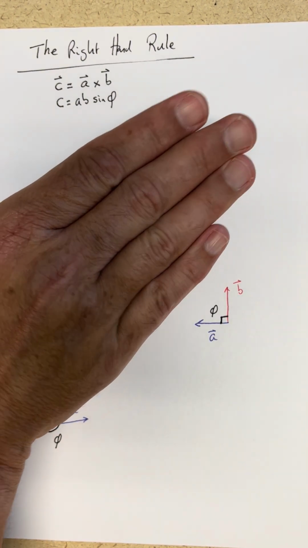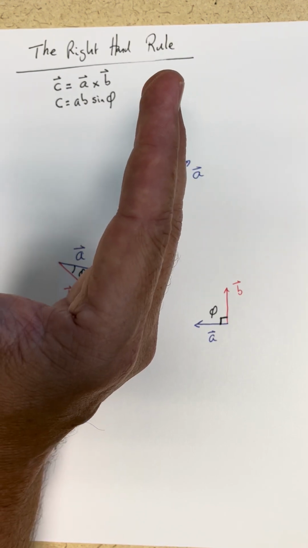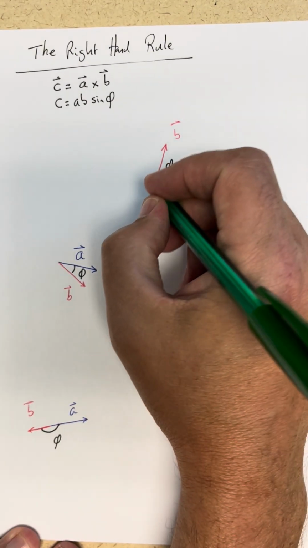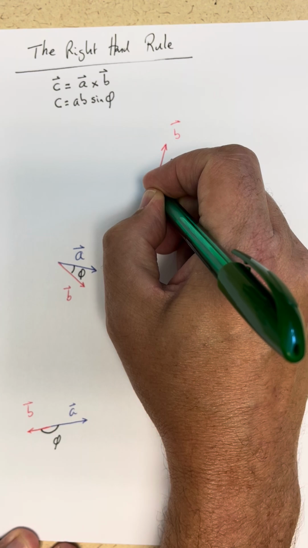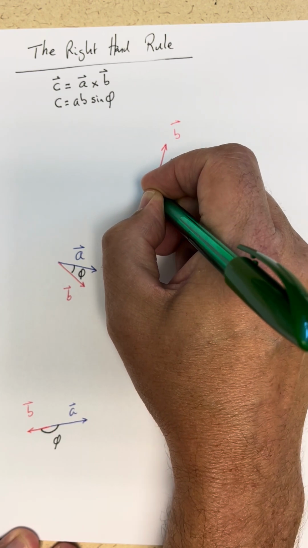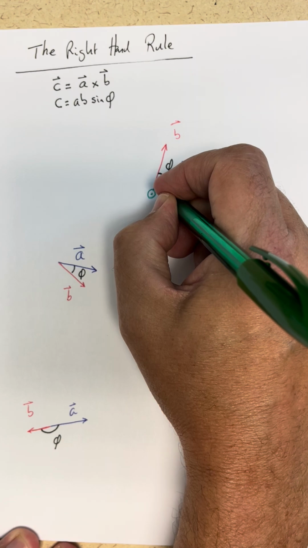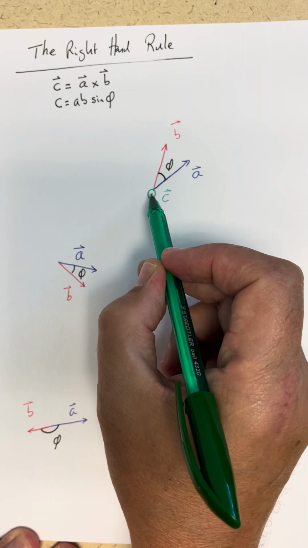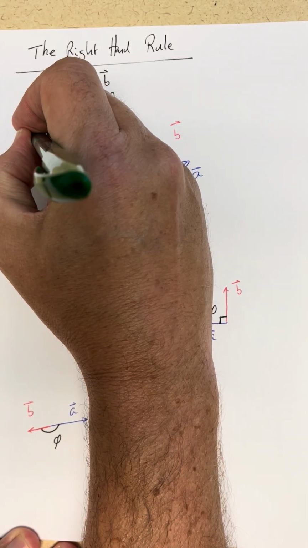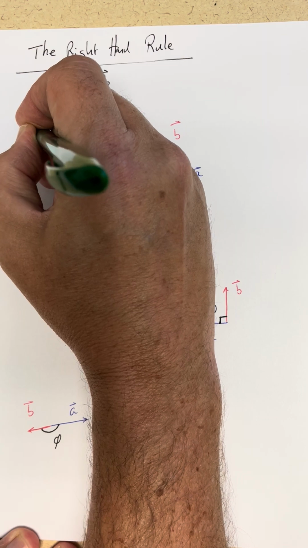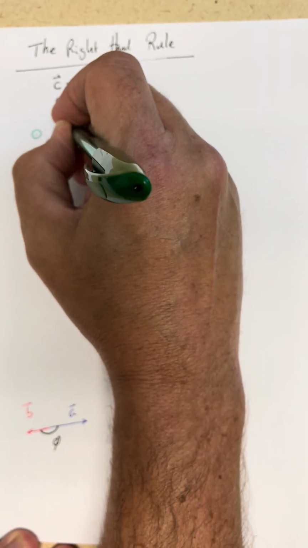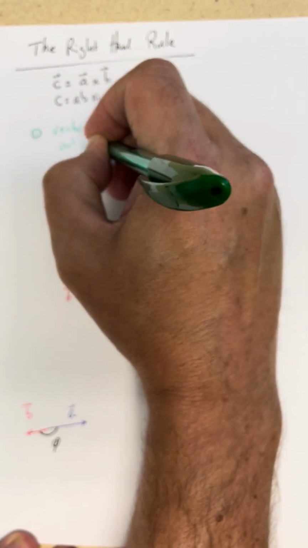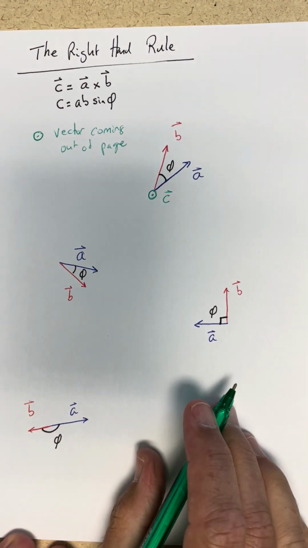So I go from A cross B, and that is accomplished with the thumb of my right hand coming out of the plane of the page. And our representation for a vector that's coming out of the plane of the page is a circle with a dot in the center. And that means it's an arrow that you're seeing coming right at you. Okay? So make a little note here: vector coming out of the page. Alright, so let's try some other ones.